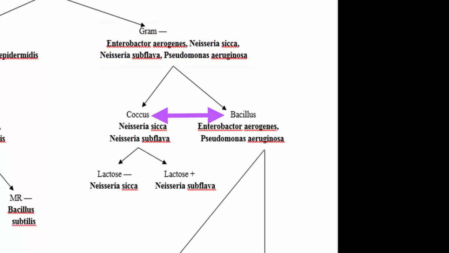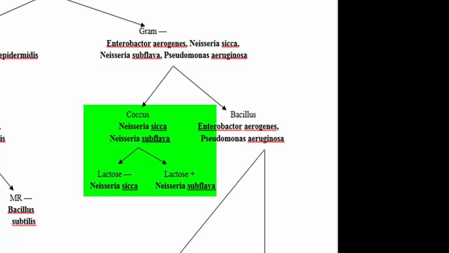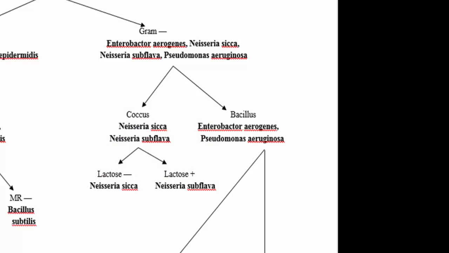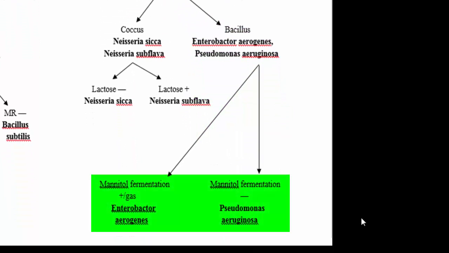The 2 gram-negative cocci, Neisseria sicca and Neisseria subflava, can be further separated into individuals by the lactose test, whereas Neisseria subflava is lactose positive and Neisseria sicca is lactose negative. Now I turn my attention to the gram-negative bacilli, Enterobacter aerogenes and Pseudomonas aeruginosa. I can see that a mannitol test will separate these 2 because Enterobacter aerogenes will ferment mannitol with gas production, but Pseudomonas aeruginosa is mannitol negative.